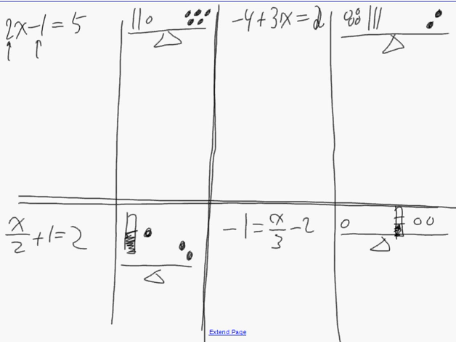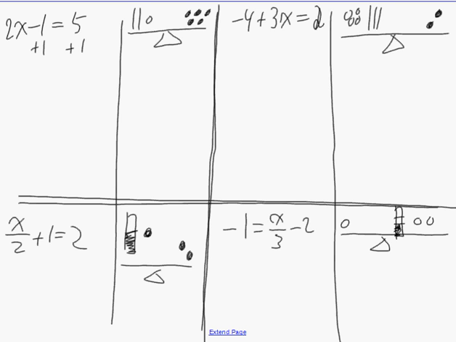So the first thing you get rid of is the addition, subtraction. Then you would get rid of division, multiplication. So what that means is you would get rid of your constant first, and then you would get rid of your coefficient. Okay? So if we look here, in this first equation, I'm going to get rid of the minus 1 first. And what am I going to do to get rid of a minus 1 constant? I'm going to add 1 to both sides.